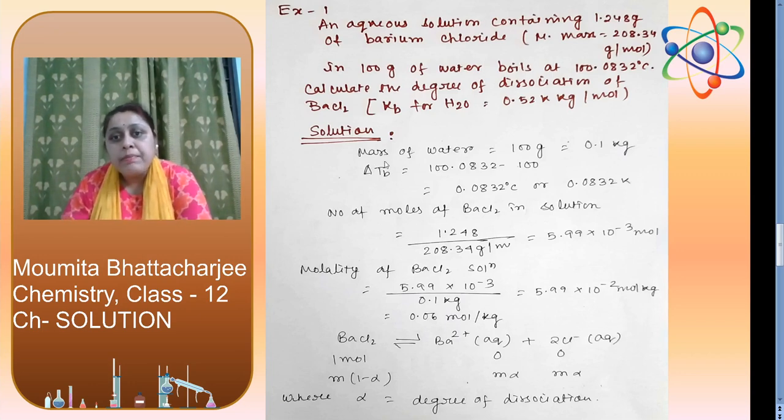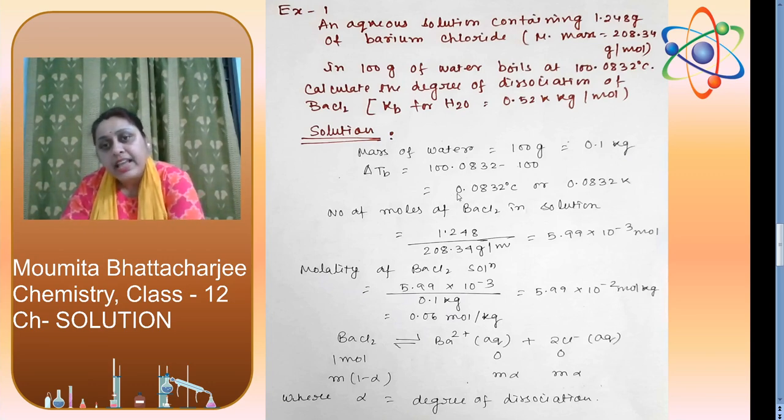Now see, the mass of water is given as 100 gram. We have to convert it into kg, so it will become 0.1 kg. Delta Tb is the difference of boiling point before mixing and after mixing. So 100.0832 minus 100, the boiling point of pure water, gives 0.0832 degrees centigrade or 0.0832 Kelvin. Now the number of moles: moles means weight taken divided by molecular weight. Weight taken is 1.248, molecular weight 208.34. It will become 5.99 into 10 to the power minus 3 mole.